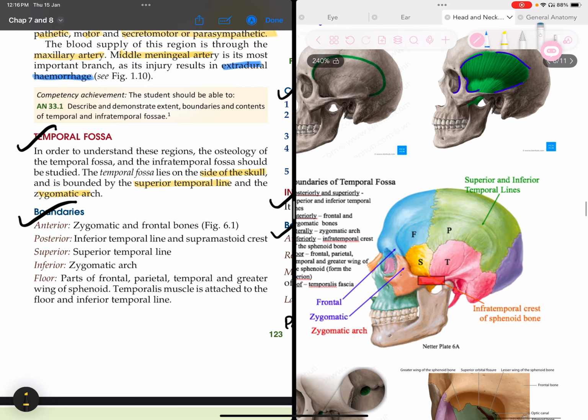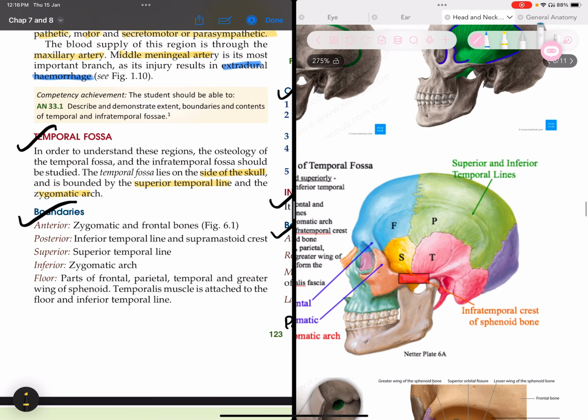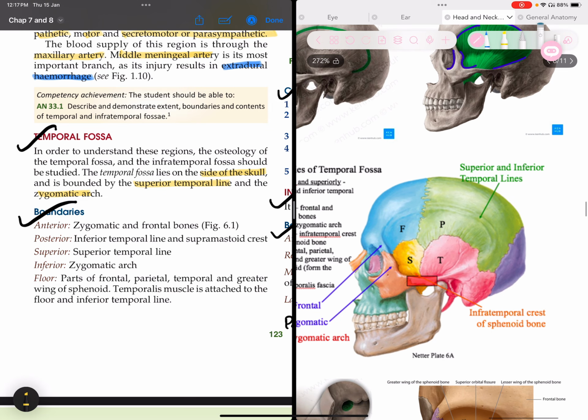Posteriorly you have the inferior temporal line and the supramastoid crest. So this is the mastoid process, and then here somewhere you'll have the supramastoid crest, right? Then superiorly you'll have the superior temporal line, and inferiorly you'll have the zygomatic arch. This is the zygomatic arch, right?